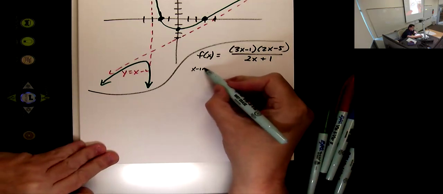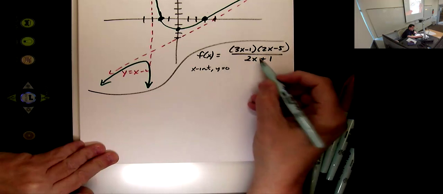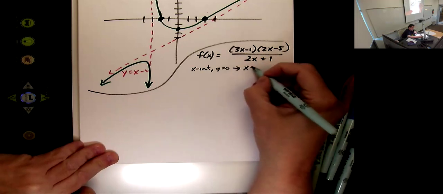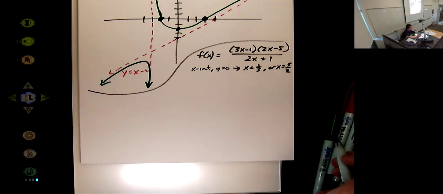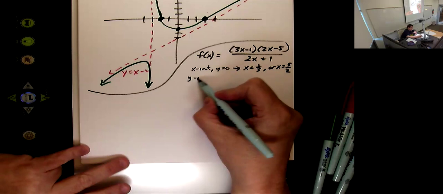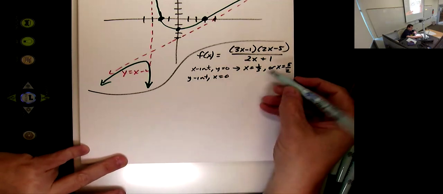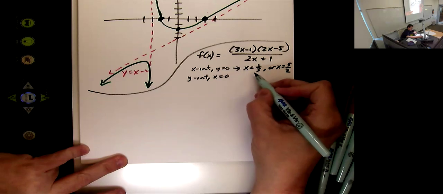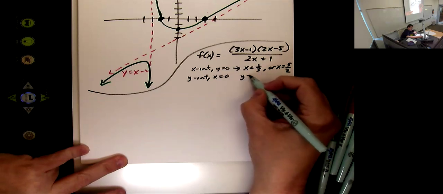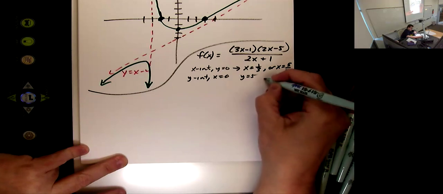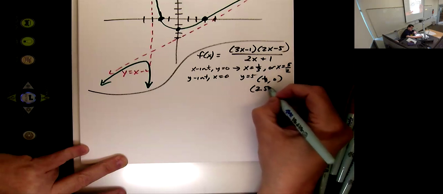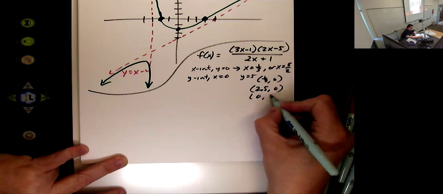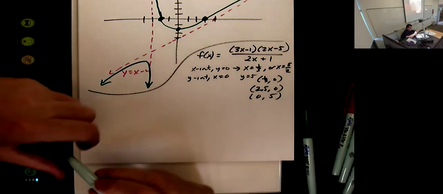So x-intercept, y equals 0. It's where the top equals 0. X equals 1/3 or x equals 5/2. Y-intercept, x equals 0. I've got -1 times -5 divided by 1 is 5. So my intercepts are (1/3, 0), (5/2, 0), and (0, 5). Those are my intercepts.